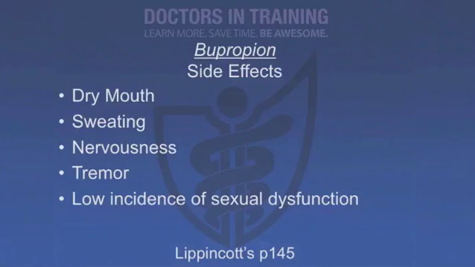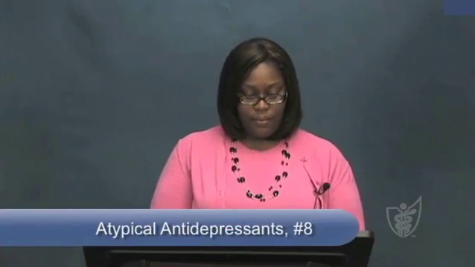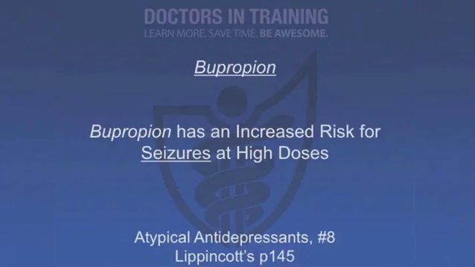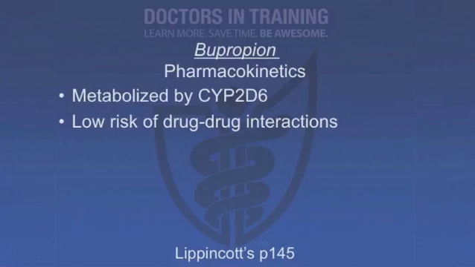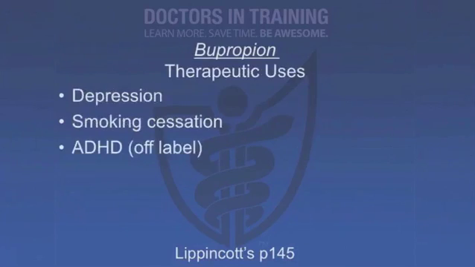Possible side effects of bupropion include dry mouth, sweating, nervousness, tremor, and a low incidence of sexual dysfunction. Because of this, we use this in clinical practice for patients who have had sexual side effects with SSRIs or SNRIs. Bupropion also has an increased risk for seizures at high doses, so it's important to ask about seizure history of your patient. Bupropion is metabolized by cytochrome P450-2D6 and is considered to have a relatively low risk for drug-drug interactions. In clinic, we use bupropion for depression, smoking cessation, and it's also used off-label for ADHD.